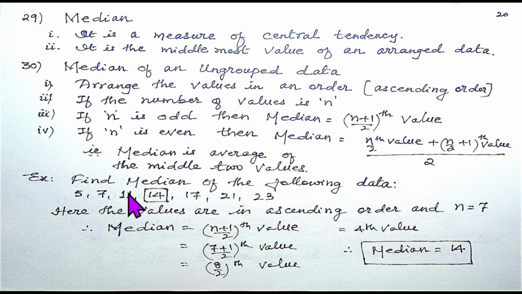Now count 1, 2, 3, 4, 5, 6, 7, means n is 7. n is odd, and therefore median is (n plus 1) by 2th value, and that is (7 plus 1) by 2th value, 8 by 2th value, that is 4th value. Count from left 1, 2, 3, 4. So 14 is the median of this given data.